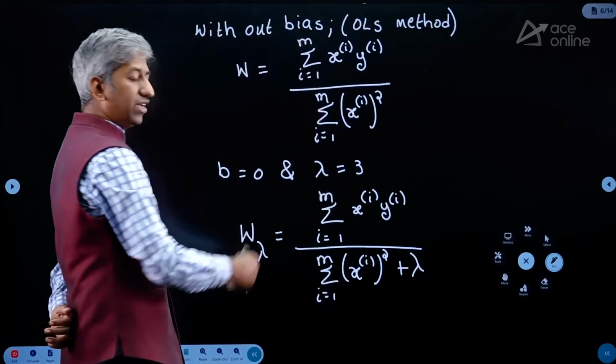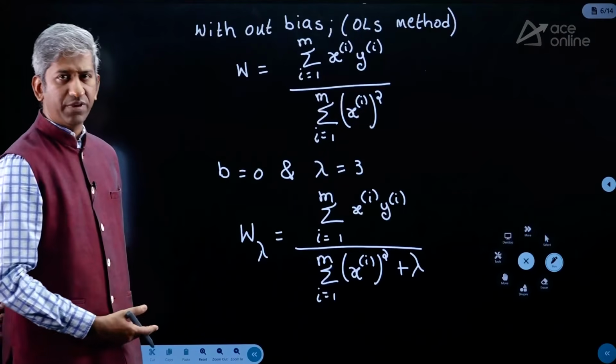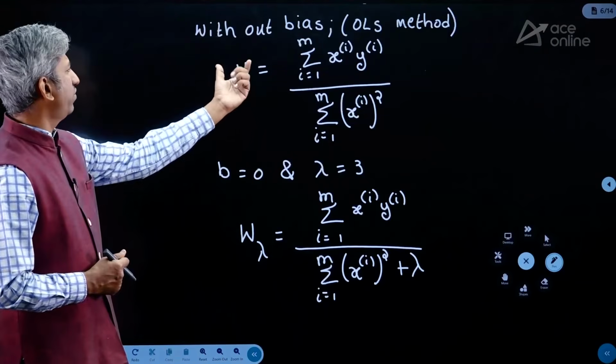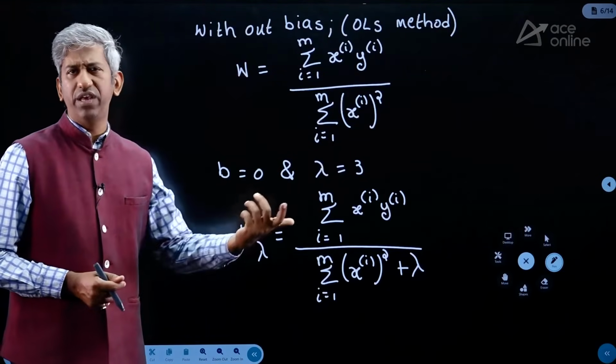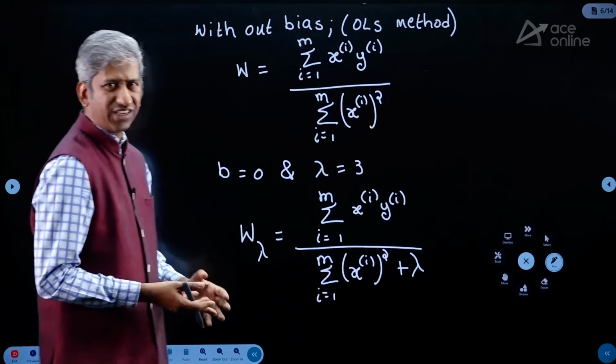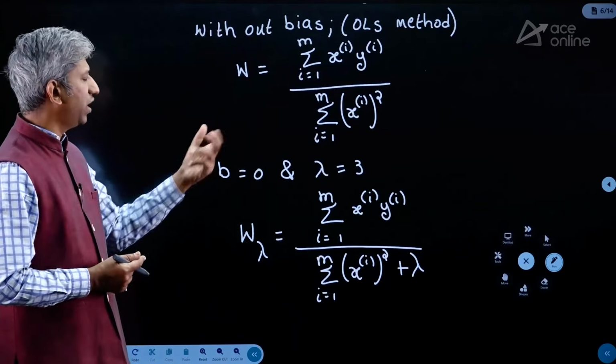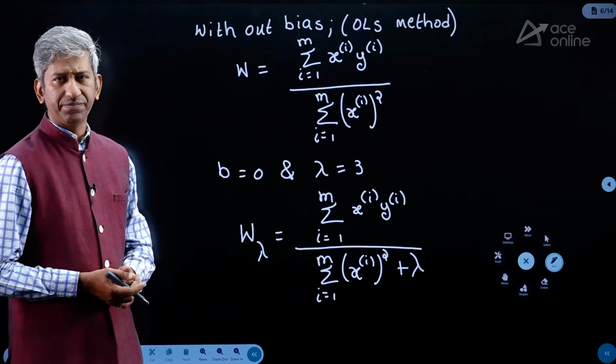So just in the denominator, the regularization parameter will appear. That means when compared with this w, w lambda would be a smaller value. That is what regularization means, a slight penalization by your regularization parameter.